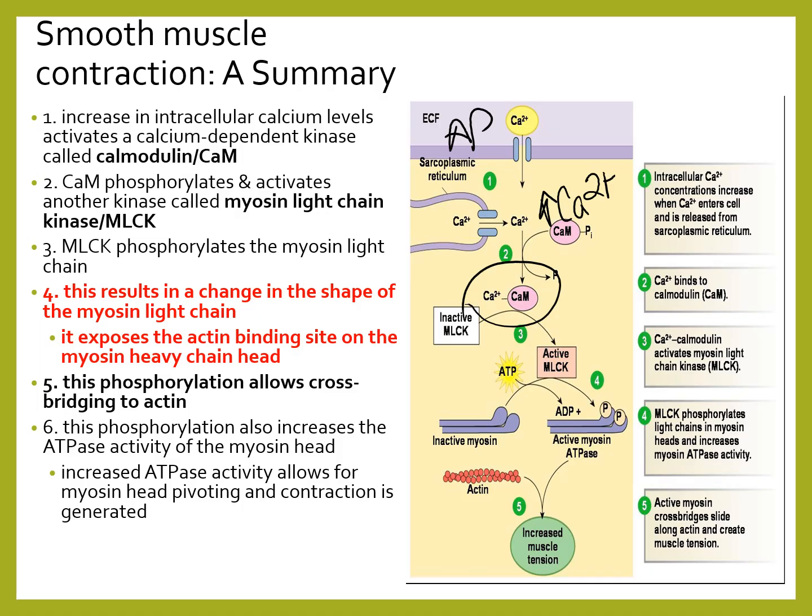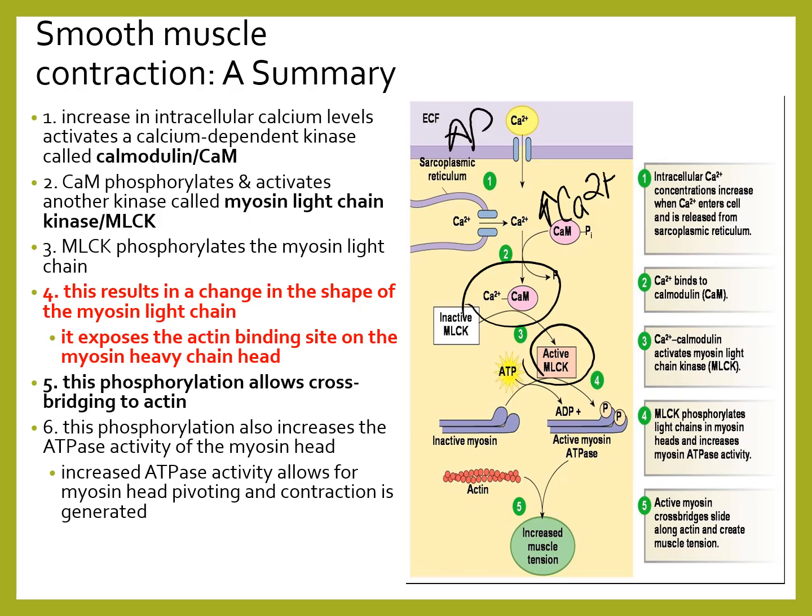Calmodulin is then going to find its target, phosphorylate and activate it. It is a kinase that is oddly enough called myosin light chain kinase, or MLCK. Myosin light chain kinase is going to get phosphorylated and activated, and it's going to find its target. And its target happens to be the light chains found on the head of myosin.